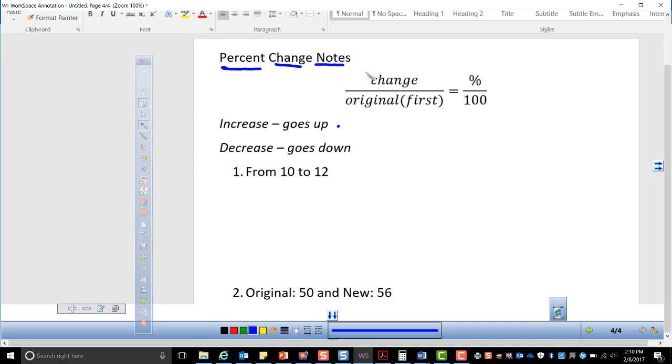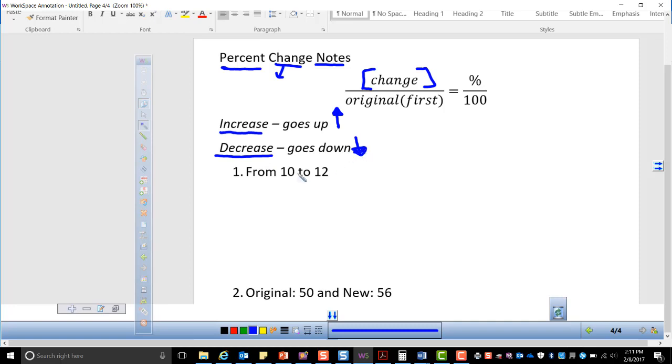So the proportion that we're going to use: the change goes on top, so how much it changes. On the bottom is the original or the first number. And then on this side is the same, percent over 100. Now, first of all, make sure you understand what the word change means, how it's different. And then today, besides the word change, we need to understand the word increase. That means it goes up. And then the word decrease means it goes down.